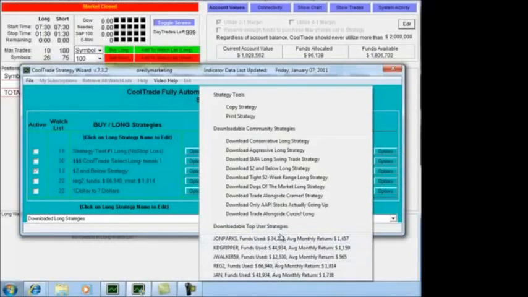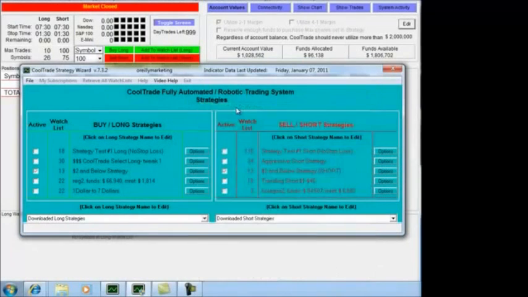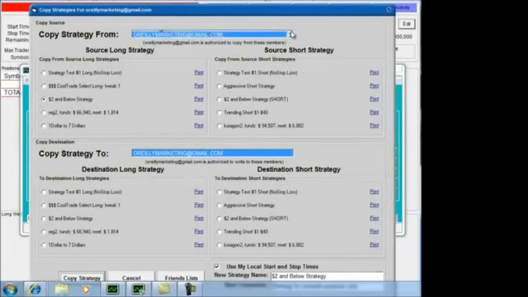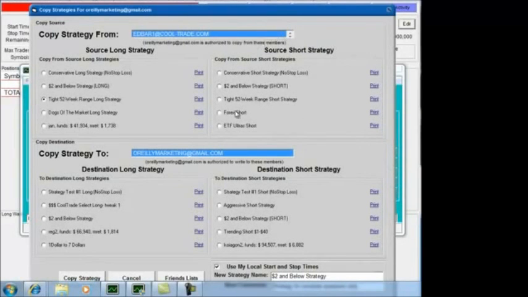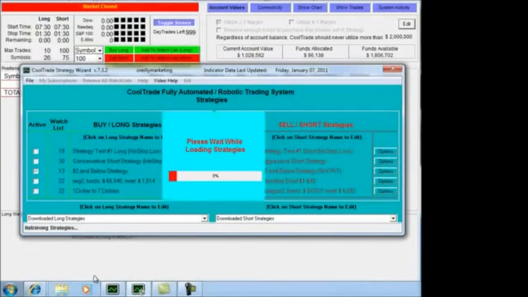You can download any of these user strategies as well as any of the CoolTrade strategies, except for some of these pay strategies like the trade alongside Kramer strategy. You can also download user strategies here. So for example, say you want to download some of CEO Ed Barsano's strategies. Well, you go to EdBar1, you click it, you click also where you want to get rid of one of yours, or one you don't mind copying over, and you can copy it.